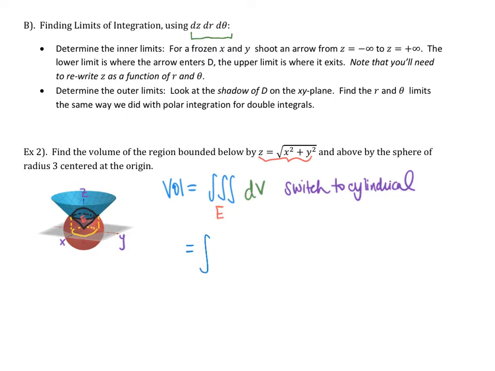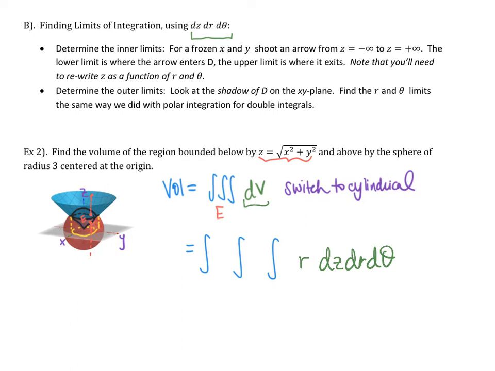And then let's give ourselves some space here. The integrand dV in cylindrical turns into r, and then dz dr d theta. Let's start with our inside integral first, so let's start with the dz. We are going to shoot an arrow in the direction parallel to the z-axis, and we're going to look at where it enters the region and where it exits.